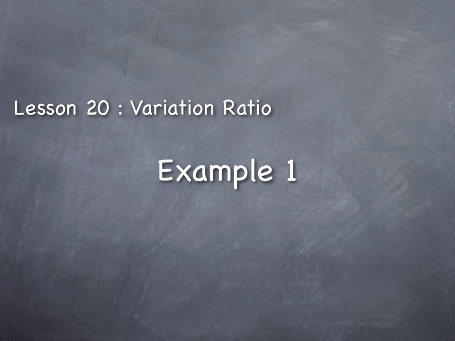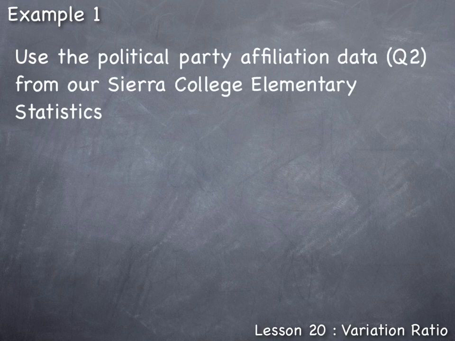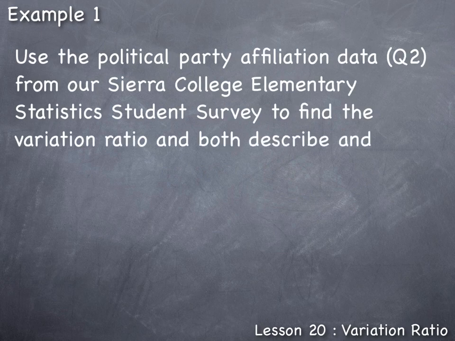Lesson 20, Variation Ratio. Example 1. Use the political party affiliation data, question 2, from our Sierra College Elementary Statistics Student Survey to find the variation ratio and both describe and interpret the result.